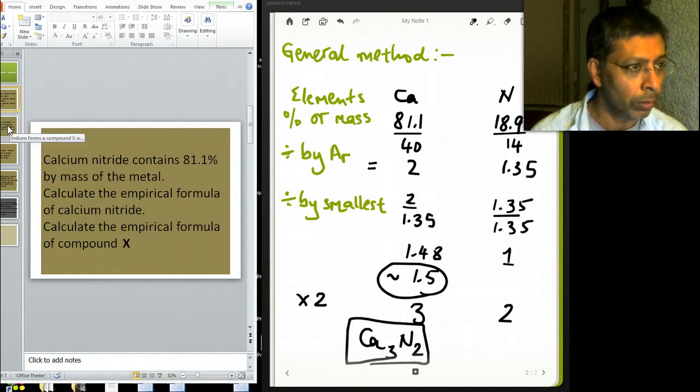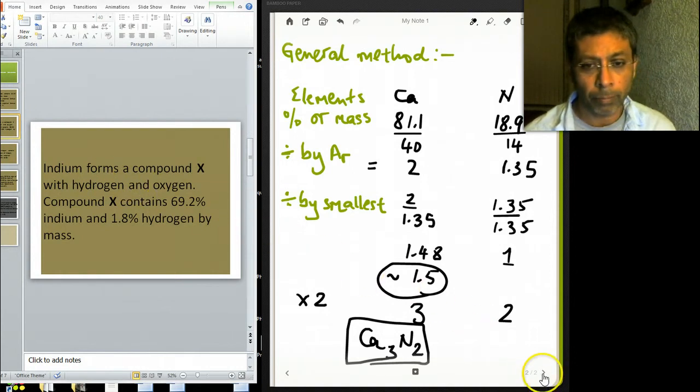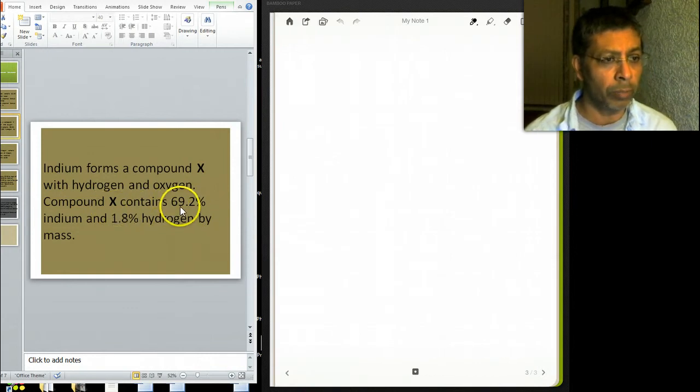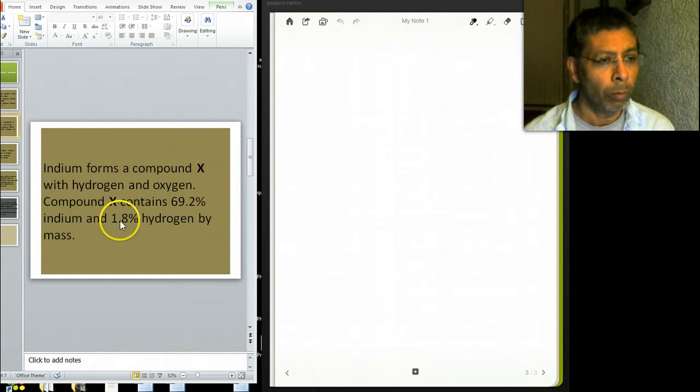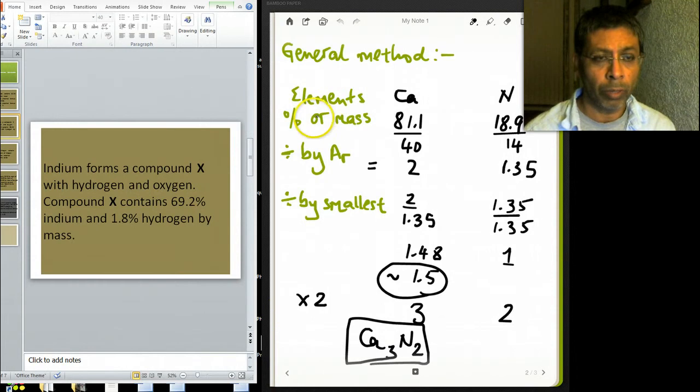Okay, let's try another question. This one here. Indium forms a compound X with hydrogen and oxygen. Compound X contains this much percentage indium, 1.8% hydrogen by mass. Okay, and it's also got oxygen in it. So this time you've got 3 elements across the way. You've got indium, you've got hydrogen, and you've got oxygen. So use the same rules as before. Remember what they were? You write down the elements, write down the percentage. In this case it is percentages.